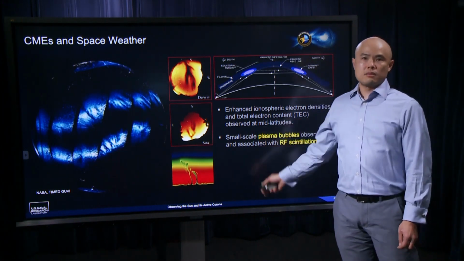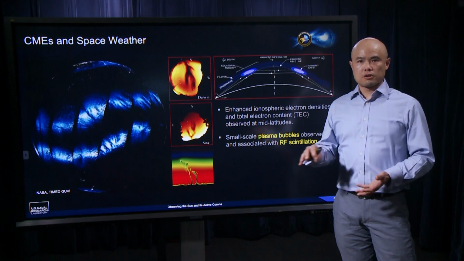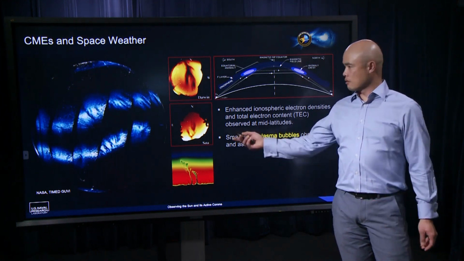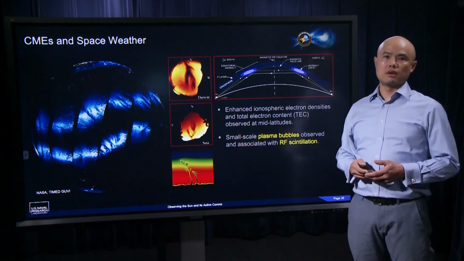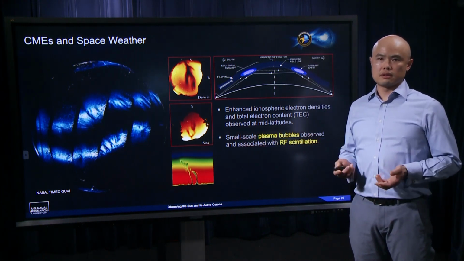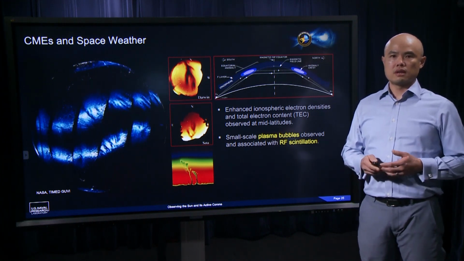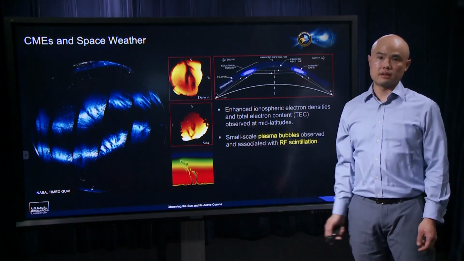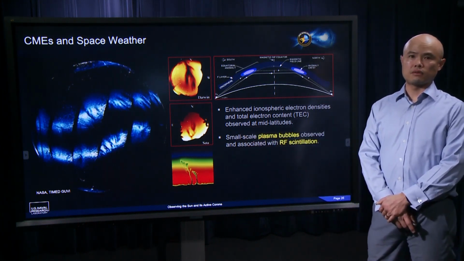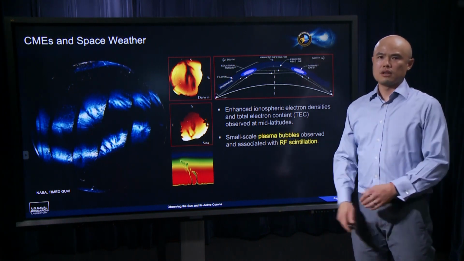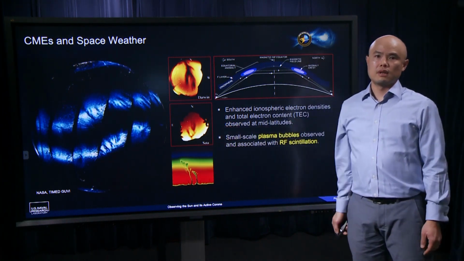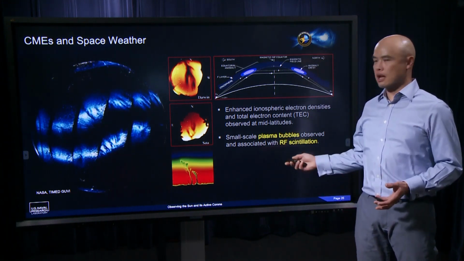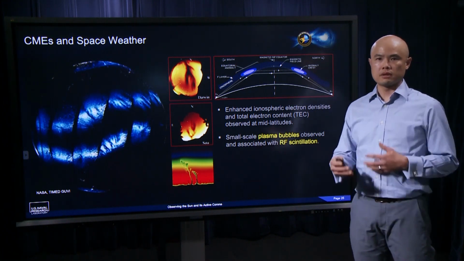So remember that CMEs drive a large-scale reorganization of charged particles in the Earth's environment during the geomagnetic storms that they create. And in the Earth's upper atmosphere and ionosphere, we observed enhanced electron densities and total electron content in a mid-latitude band on both sides of the magnetic equator, as seen in this composite image of the ionosphere from NASA's TIMED satellite. You'll also notice that embedded within these regions are smaller scale structures called plasma bubbles, which are areas of plasma depletion that are caused by instabilities within the plasma.